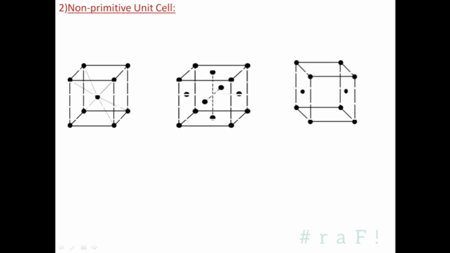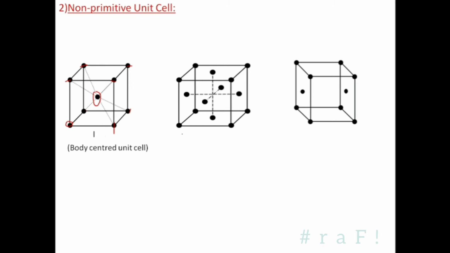Next, non-primitive unit cell. See these three figures. These three are cubic unit cells. In the first figure, see here, this unit cell has 8 corners, 1, 2, 3, 4, 5, 6, 7 and 8. 8 corners, and one more atom is there at the center of the body. Such a type of unit cell is called a body centered unit cell and is represented with the letter I.